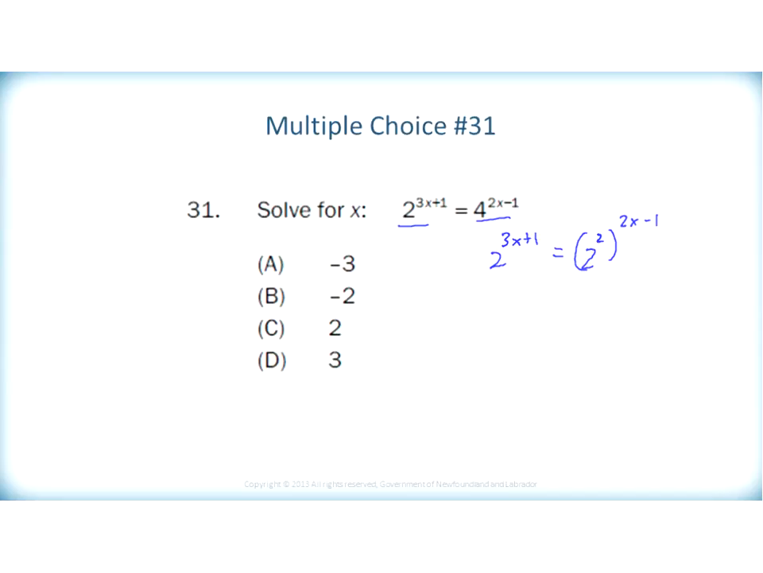So we have 2 to the 3x plus 1 is equal to 2 to the 4x subtract 2. And now since the bases are the same, we can equate the exponents. We have 3x plus 1 is equal to 4x subtract 2. So 3x subtract 4x is equal to negative 2 subtract 1. That gives us negative x equals negative 3. So x will equal 3.